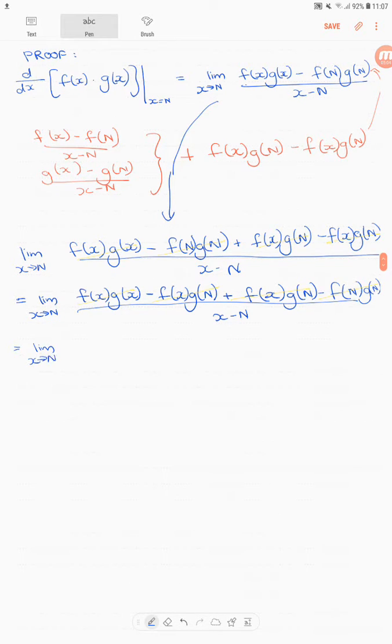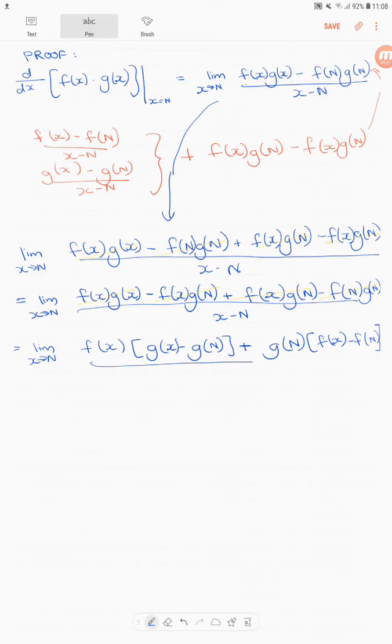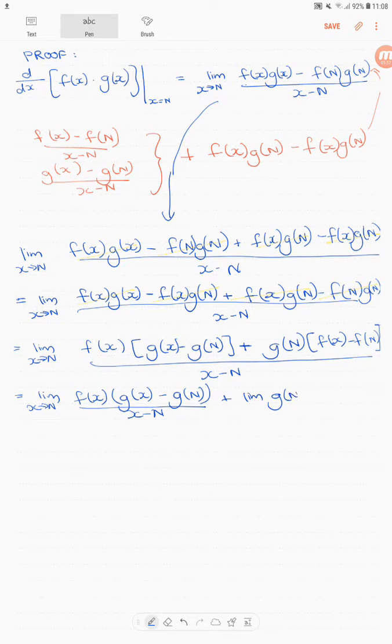Now we can factorize above. We have f of x times g of x minus g of n, plus g of n times f of x minus f of n, over x minus n. We have the limit of two sum functions, which is the limit as x approaches n of f of x times g of x minus g of n over x minus n, plus the limit of g of n times f of x minus f of n over x minus n.